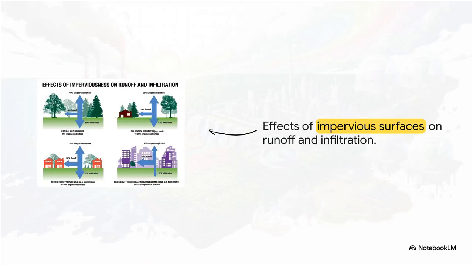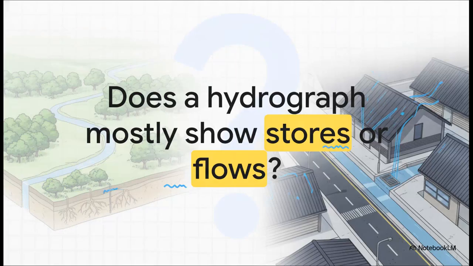So when we shift from that natural ground cover to high-density commercial areas, where 75 to 100% of the surface is totally impervious, the math of the water cycle just completely breaks down. Infiltration is slashed all the way down to just 15%. And because the water can't enter the soil store, a massive 55% of that precipitation is forced into immediate surface runoff. Now take a second to recall your hydrology basics.